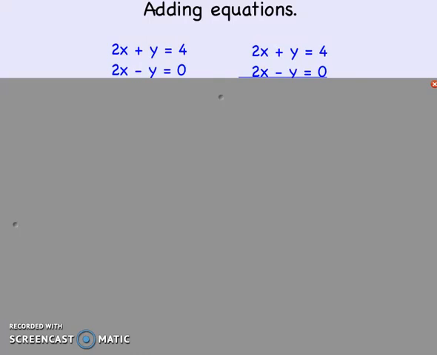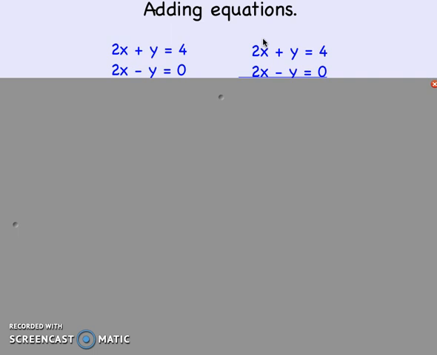Let's take a look at solving a system of equations through the process of elimination. Before we go through the steps, let's talk about what it means to add equations. So here I have the equations 2x plus y equals 4 and 2x minus y equals 0. If I were to add these equations together, I'm going to add my like terms. So notice that my like terms are already lined up.